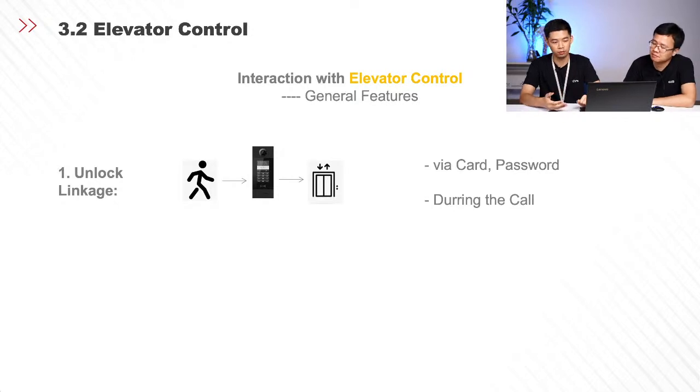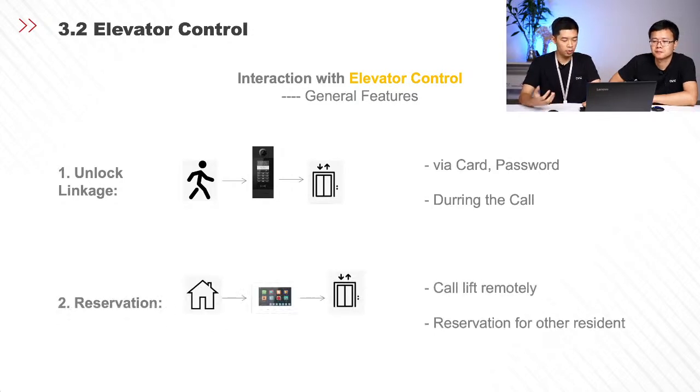Also, if you're doing a voice call, the residents can unlock and call the elevator for the visitor. The second one is the reservation, which is more for the residents themselves. While you're at home and want to go to the lobby or other floors, you can make a reservation from your indoor monitor instead of going to the elevator yourself. So you can call the elevator remotely. And if you are doing room-to-room intercom with other residents, you can also make the reservation for them.